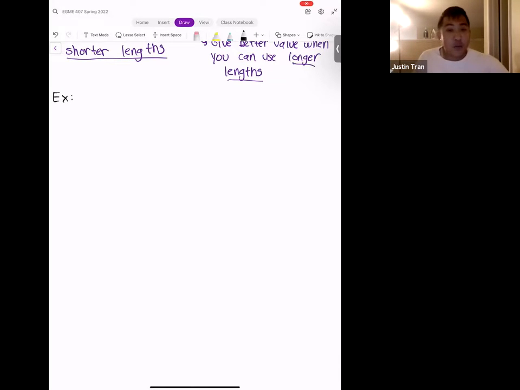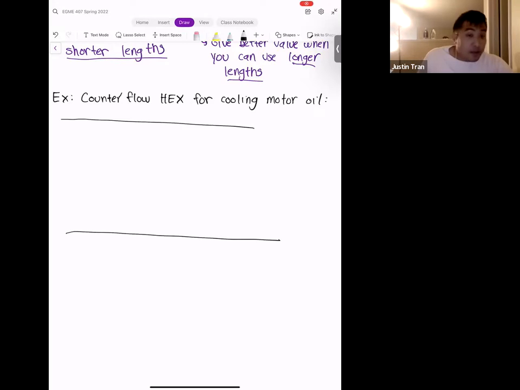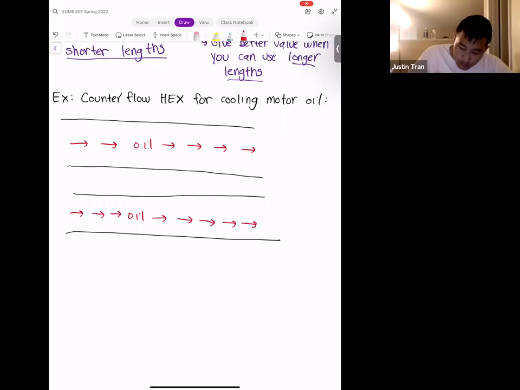In this example, let's say that we have a counterflow heat exchanger, and it's going to be used to cool motor oil. Let's say that our heat exchanger looks like this. We have a concentric tube, because that's the only geometry that we know. We're going to have an inner fluid and an outer one. For this problem, the oil is our hot fluid, and so it's going to flow in the annulus. And we're going to say that the oil flows from left to right.